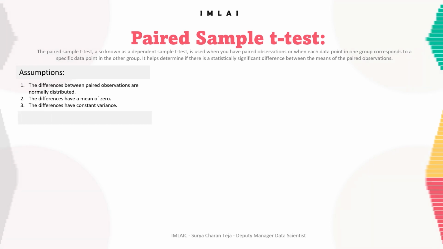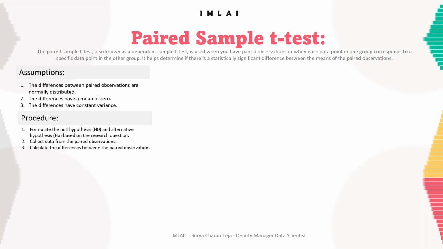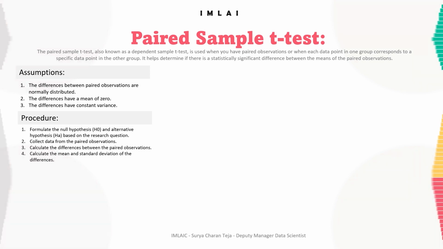So let's look into the procedure now. Formulate the null hypothesis and alternative hypothesis based on the research question. Collect the data from the paired observations. Then calculate the difference between the paired observations. Then calculate the mean and standard deviation of the differences. Then calculate the t-statistic, which compares the mean difference to 0, taking into account the sample size and the standard deviation of the differences.